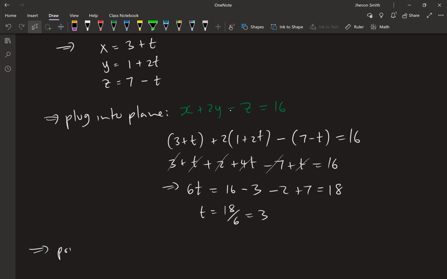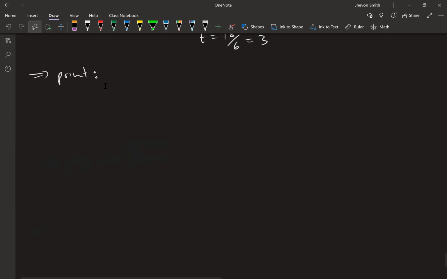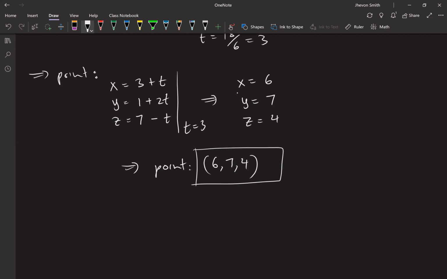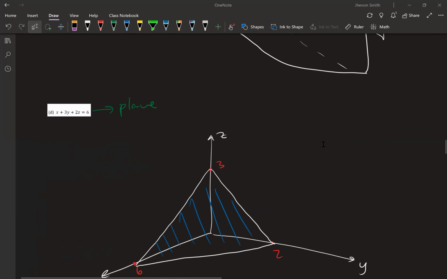And so the point that we care about is going to be the points here. You just evaluate those at t equals 3. So this means your x would be 6, your y would be 7, and your z would be 4. So the point is going to be (6, 7, 4). And that's that one. Let's see here. What's the other one?